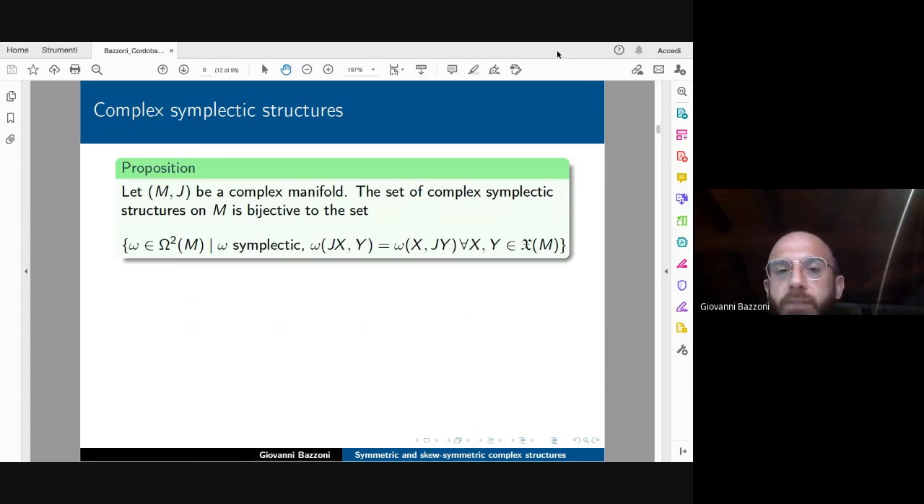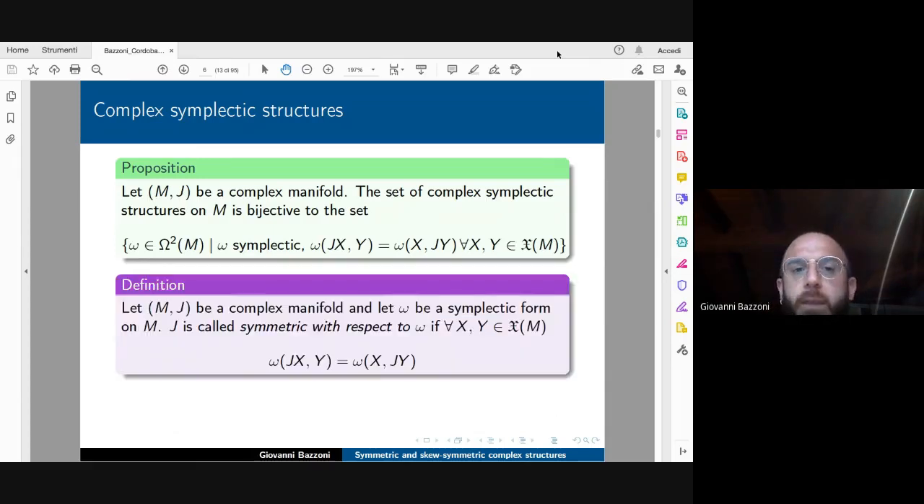This is very simple, it's basically linear algebra. You define, in the presence of a complex manifold (M, J) with a symplectic form omega, J to be symmetric with respect to omega if the condition above is satisfied for every pair of vector fields X, Y. This is reminiscent of symmetric endomorphisms with respect to an inner product on a vector space. This is why I call them symmetric.